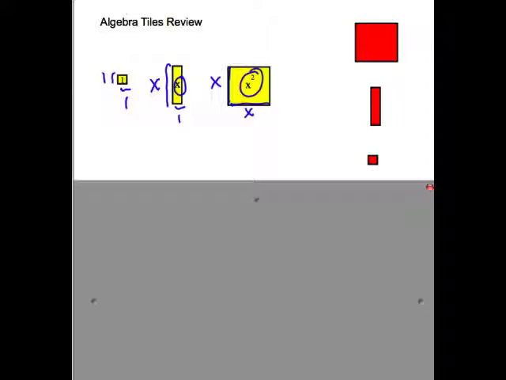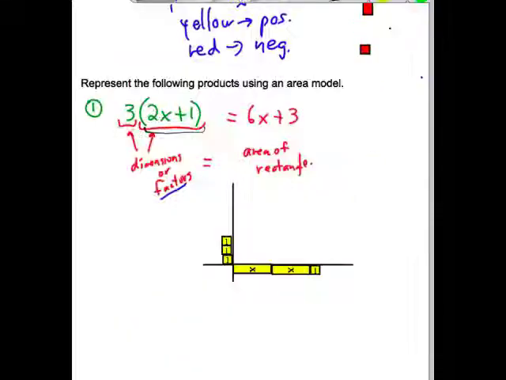So you'll notice that all 3 of these tiles are different in shape. We use yellow tiles generally to represent a positive quantity, and red tiles to represent a negative. So this tile here would be a negative x squared tile, and that would basically mean that one of the dimensions was negative, because a positive times a negative is a negative.